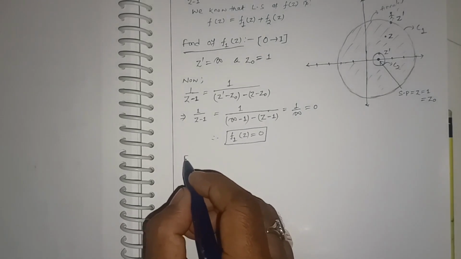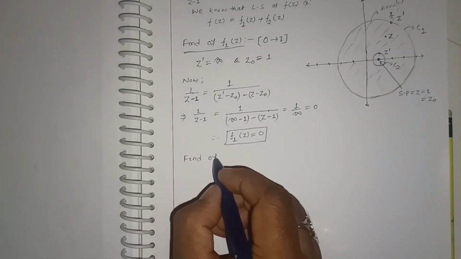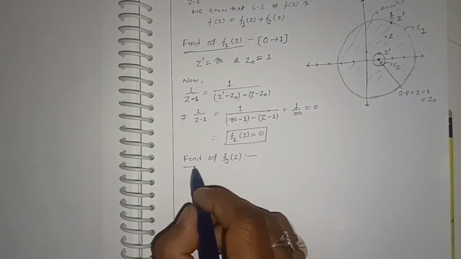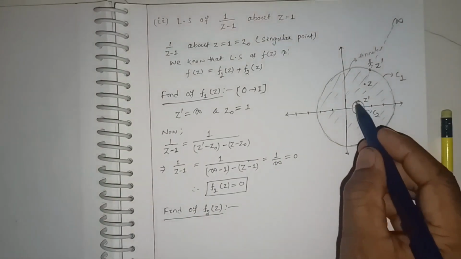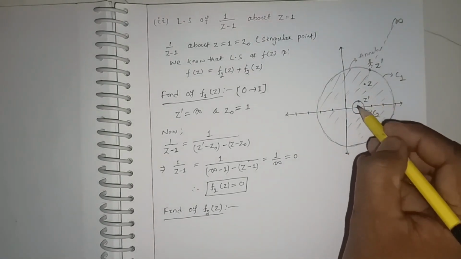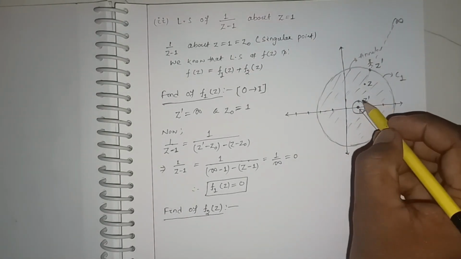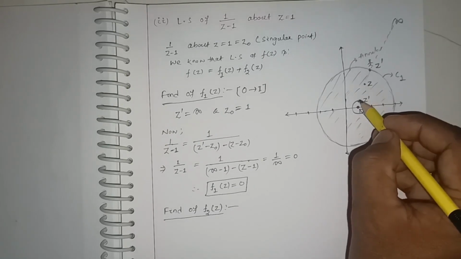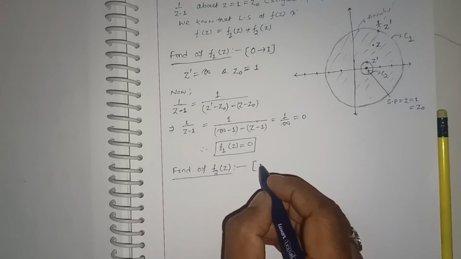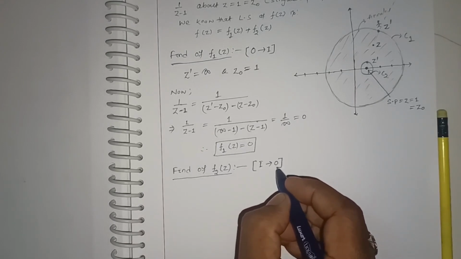Put a small heading: find f2(z). So for f2(z) we are going to consider the C2 circle. C2 circle means the inner circle. Suppose you are on the circumference of C2 and you are moving from here to here. That means in to out. So this is the in to out case.